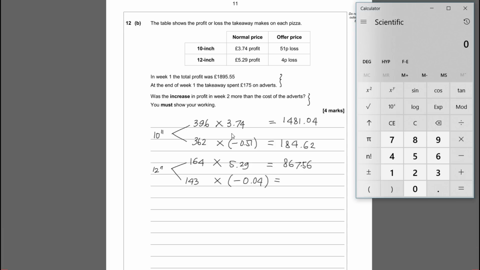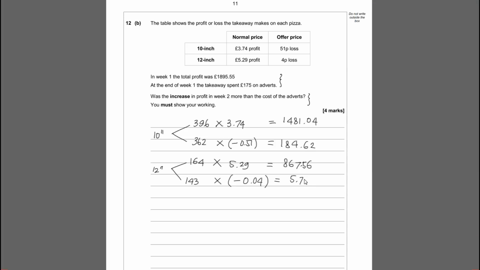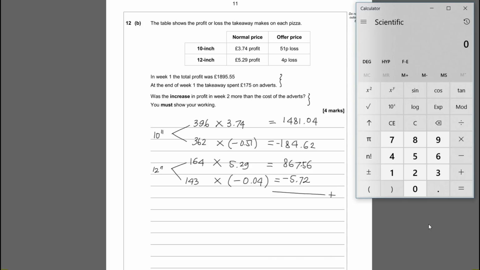And then the last one, 143 times 0.04, it's 5.72, not so much loss. Okay, this one has negative sign. Now we just need to add everything together. 1481.04, take away 184.62, and then add 867.56, then take away 5.72. We got 2158.26.